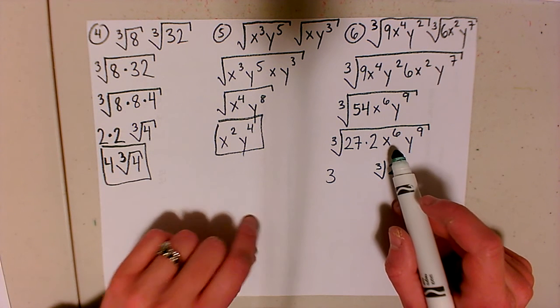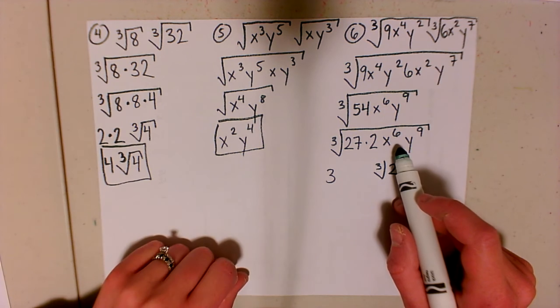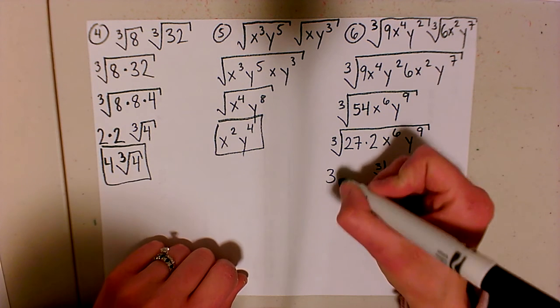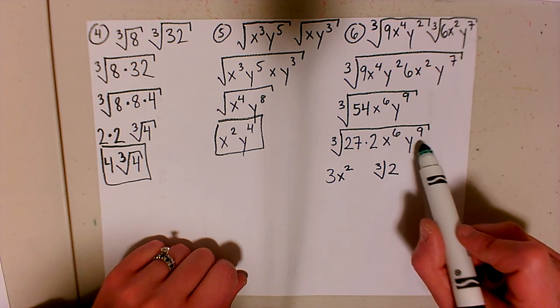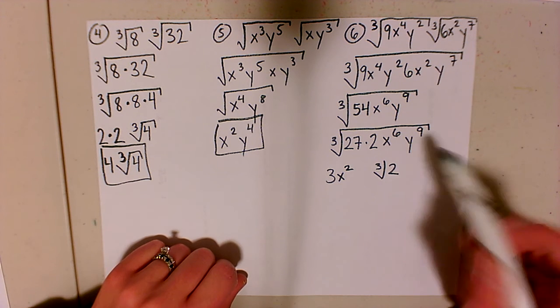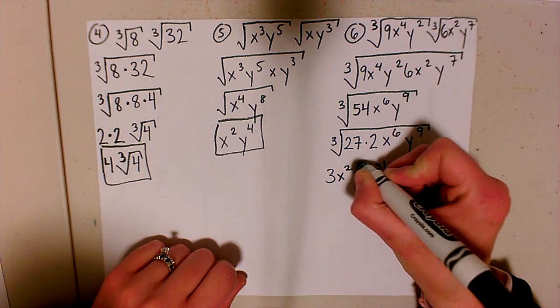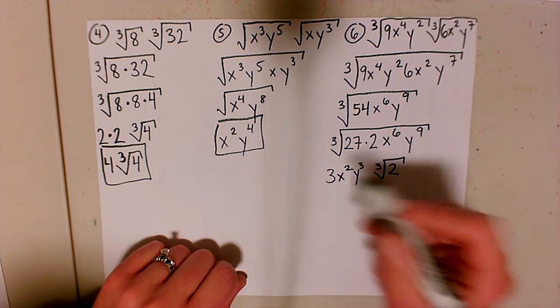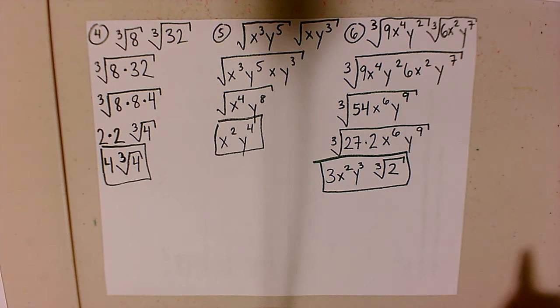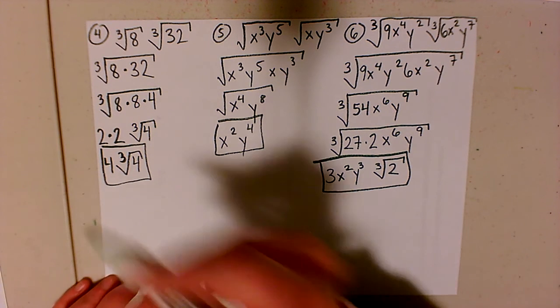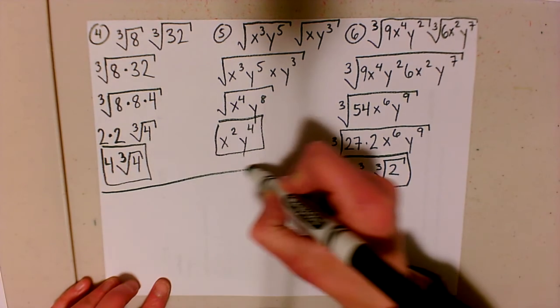To do the cube root of x to the 6, we'll just take that 6 and divide it by 3, so that'll give me x squared. And then to do the cube root of y to the 9th, we'll take that 9 and divide it by 3, and we'll get y cubed. And so that's it. We're taking care of everything, and we're all done. Let's go on to number 10.